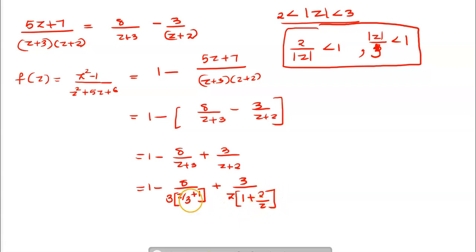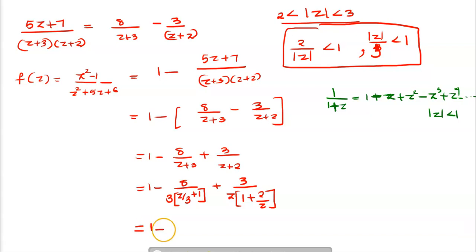Now mod z by 3 is less than 1 and mod 2 by z is also less than 1. We can use the expansion of this geometric series. 1 by 1 plus z is 1 plus, alternating plus and minus. So this is 1 minus z plus z square minus z cube plus z raised to 4 minus etc. This is valid for mod z less than 1. Our mod 2 by z is less than 1 and mod z by 3 is less than 1. So we can use this expansion here.